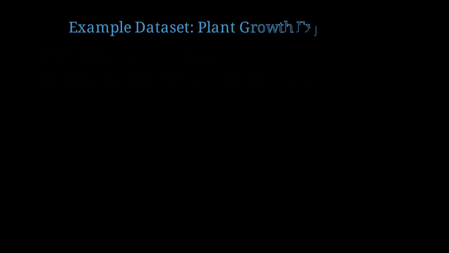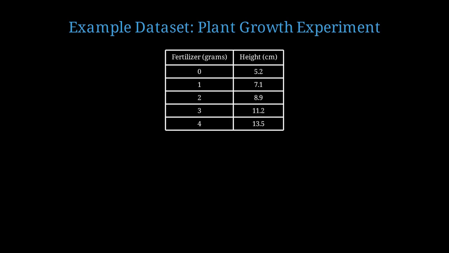Let's work with a real example. Imagine we conducted an experiment measuring plant height in centimeters after giving them different amounts of fertilizer. Here's our data. We have 5 measurements. 0 grams of fertilizer gave us 5.2 centimeters of height. 1 gram gave 7.1 centimeters. And so on up to 4 grams giving 13.5 centimeters.